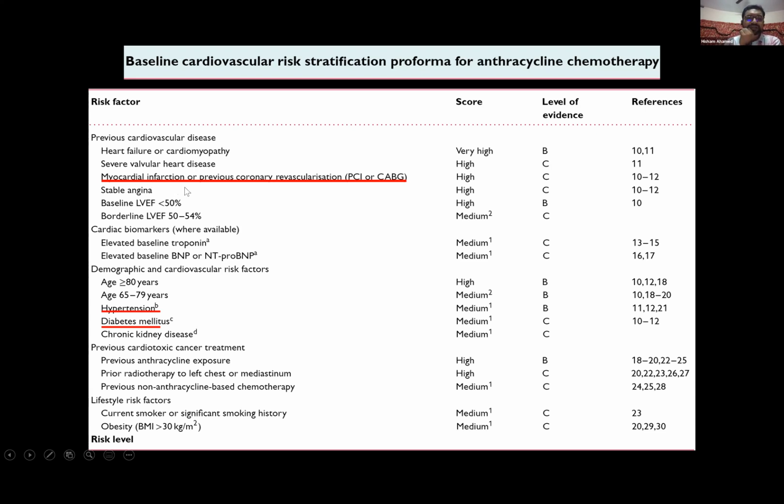In our patient, we have myocardial infarction, acute coronary syndrome, hypertension, and diabetes. If you follow each of these parameters to the right side, you can see the scores are high, medium, and medium. So it is a combination of these. We would have to consider this patient as a potentially high-risk patient who might develop cardiotoxicity during the course of anthracycline therapy or after that.